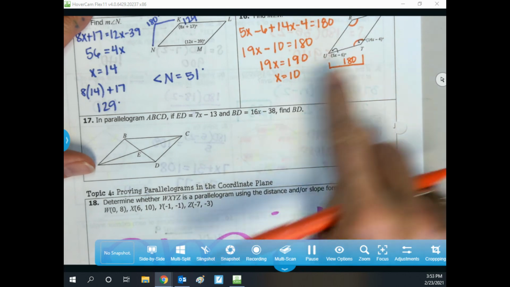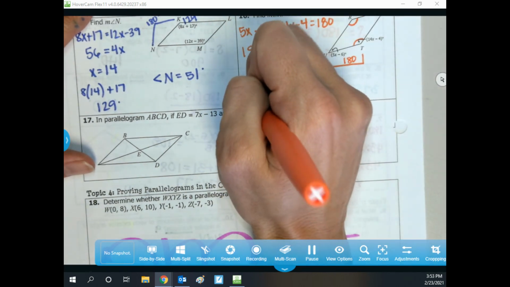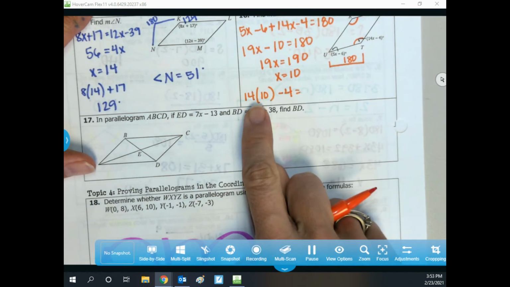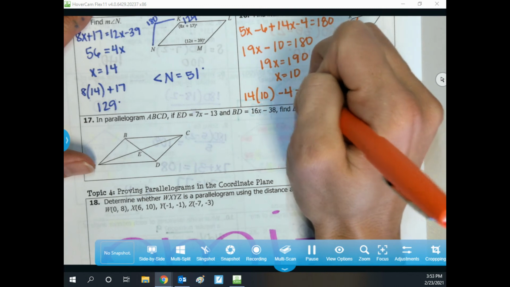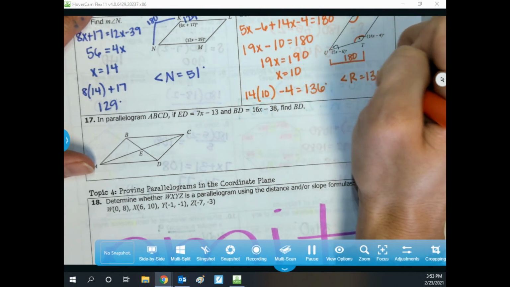But we're not done yet. We have to plug that back into T so we know what angle R is. So 14 times 10 minus 4 gives us 140 minus 4, which is 136 degrees. So angle R equals 136.